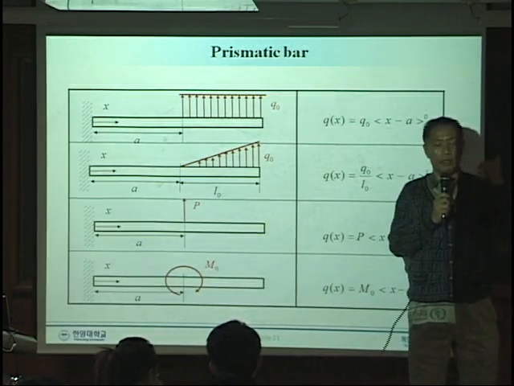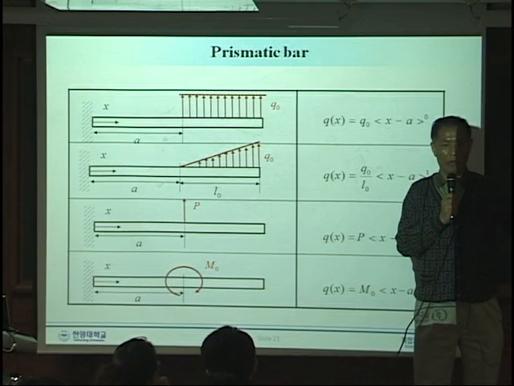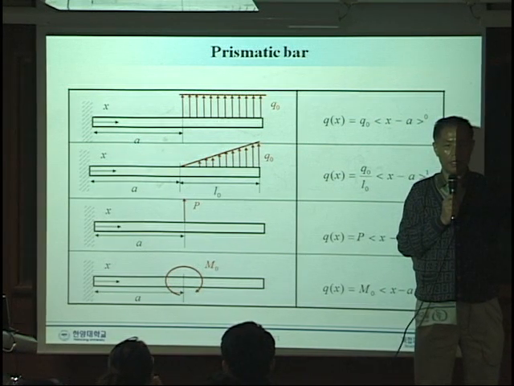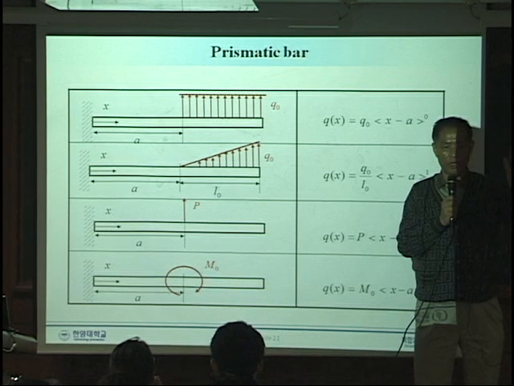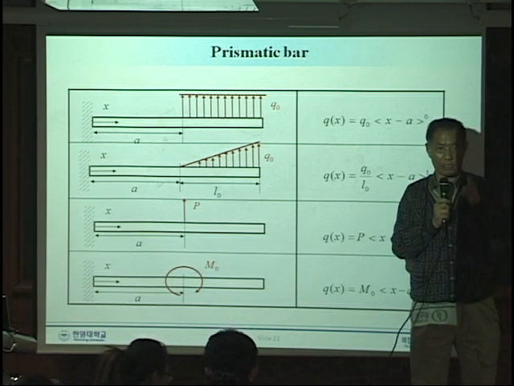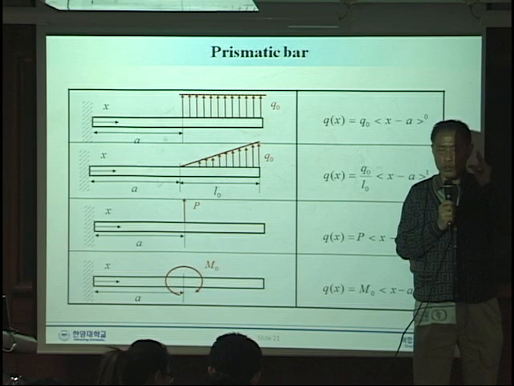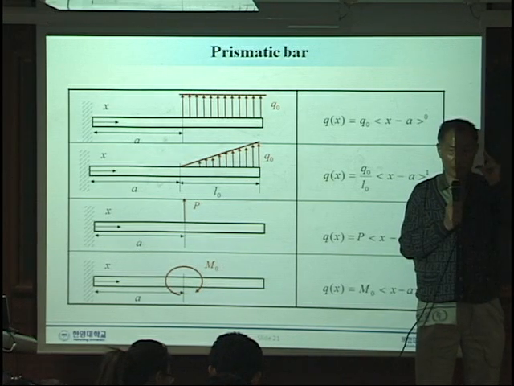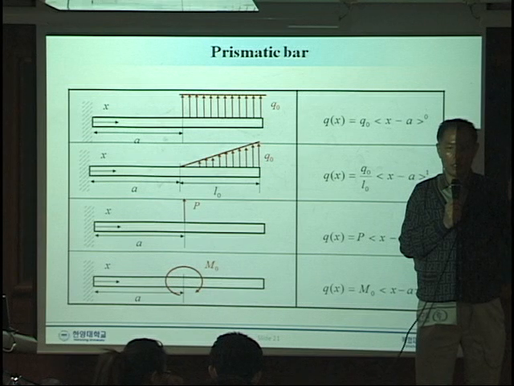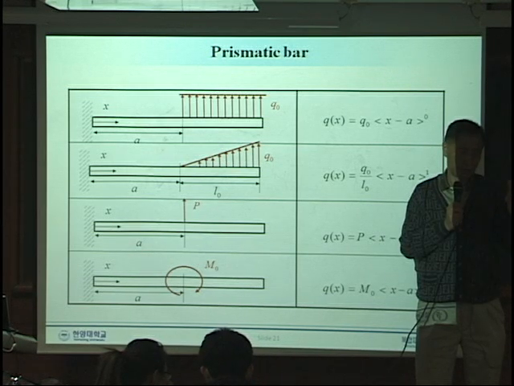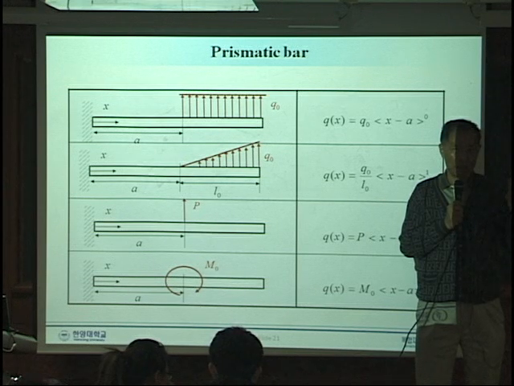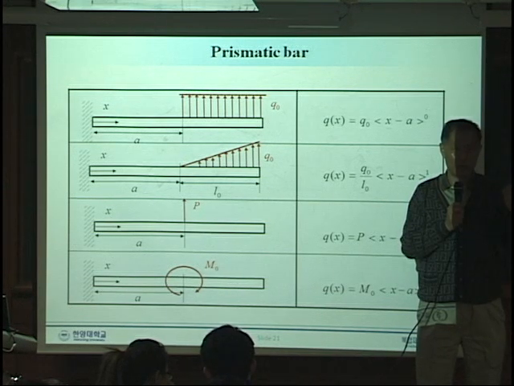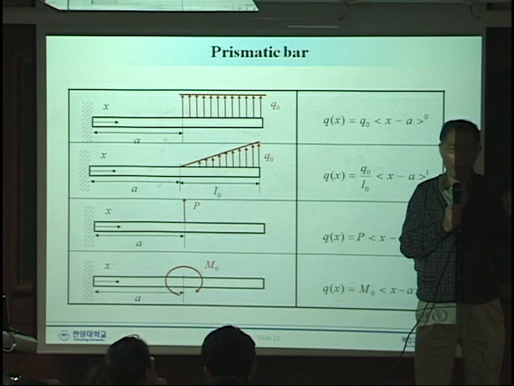Remember that the governing equation of beam theory is EI times the fourth derivative of V equals Qx. What is the definition of Qx? Qx is the force per unit length. Okay? Force per unit length is not the force, is not the moment. It has to be force per unit length.